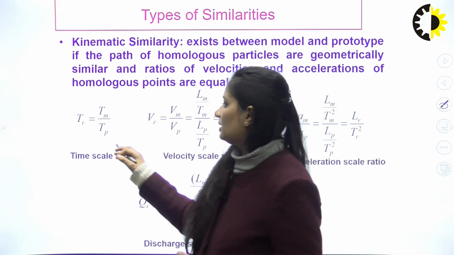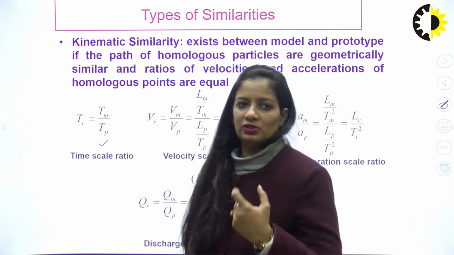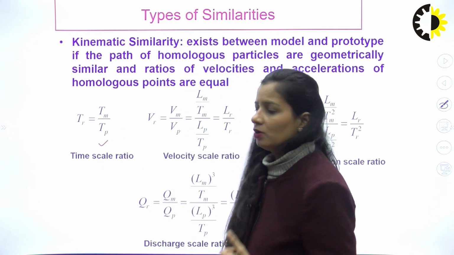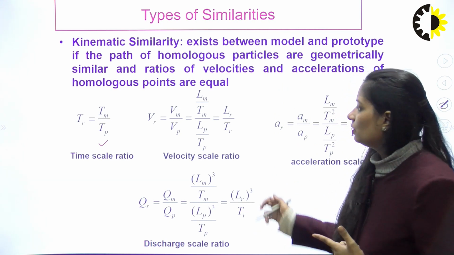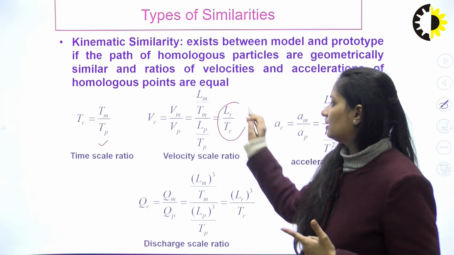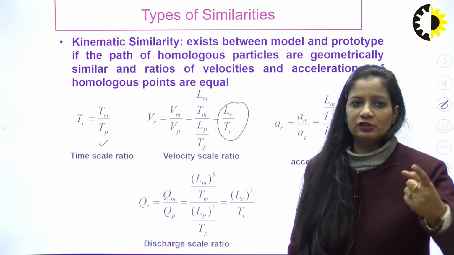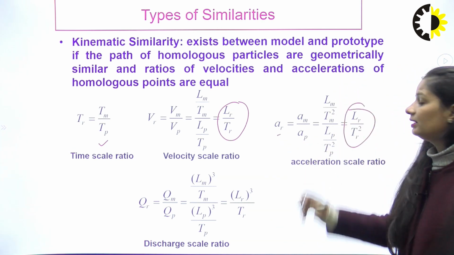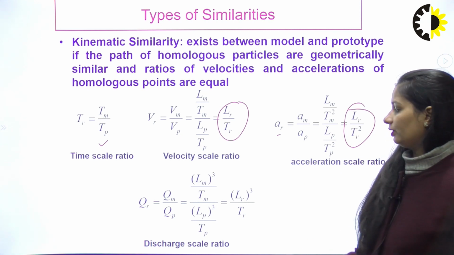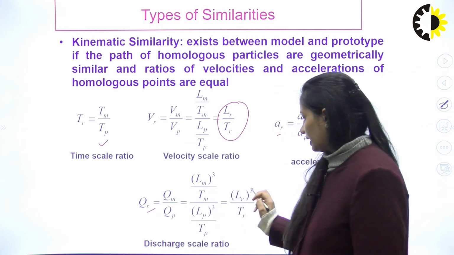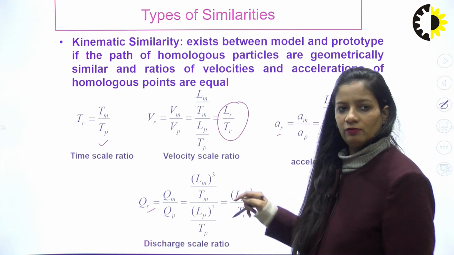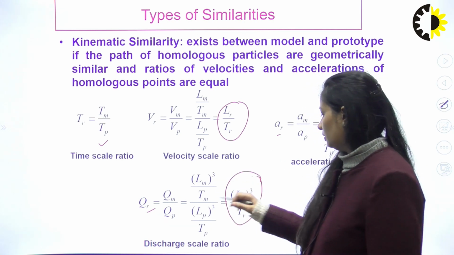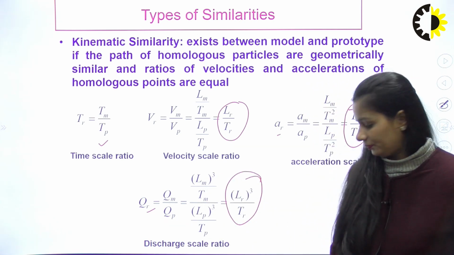Go to the time scale ratio. Here you can find the time scale ratio as Tm by Tp. What is your velocity scale ratio? You can formulate and get it as Lr by Tr, length ratio by time ratio. What is Ar? Ar is your Lr by Tr square. Okay. And what is your Qr? That will be equal to, you need to formulate what you will get, Lr cube by Tr.